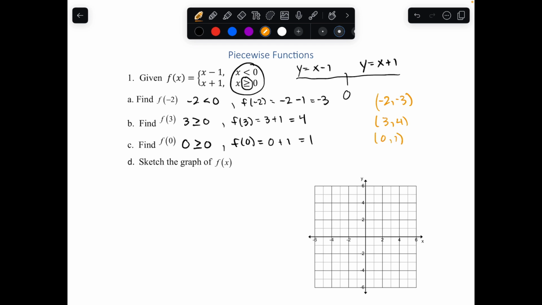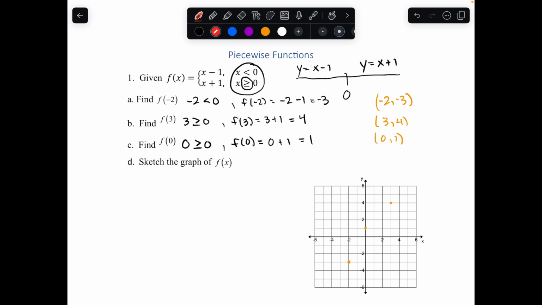So let's go ahead and graph these points. So 0, 1 will be right here. 3, 4 will be up here. And then negative 2, negative 3 is down here. Whoops. This point should be over here.